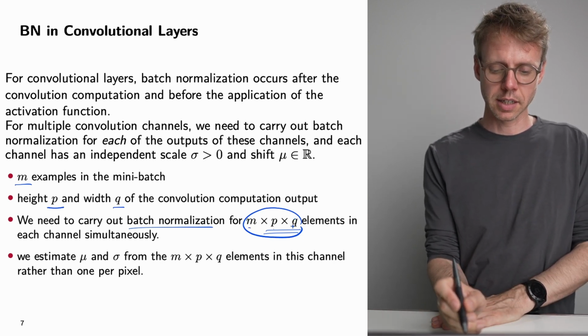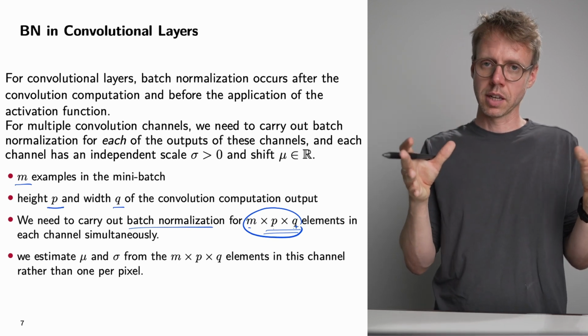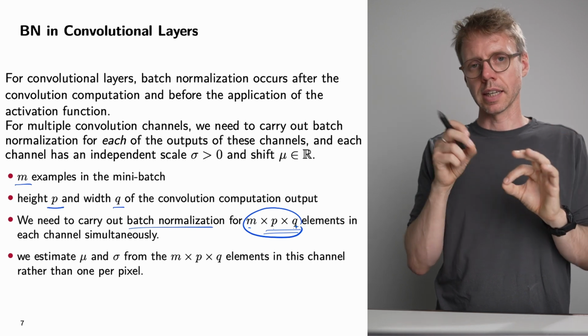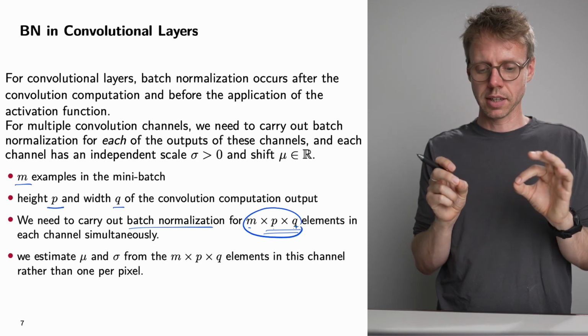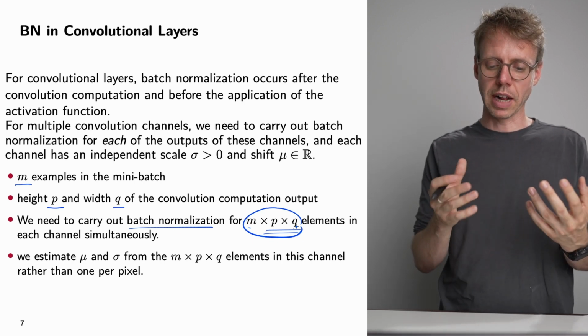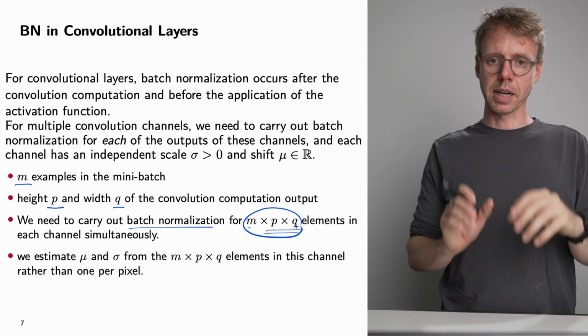batch size times height times width. Then we would take this tensor and compute a single mean and a single standard deviation for this tensor and apply batch norm to the values of this tensor by subtracting the mean and dividing by the standard deviation.